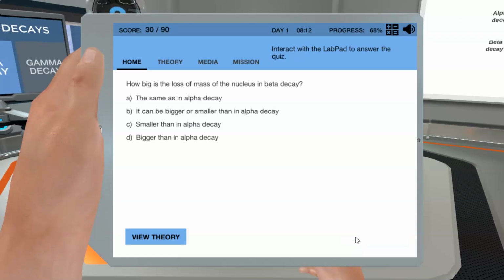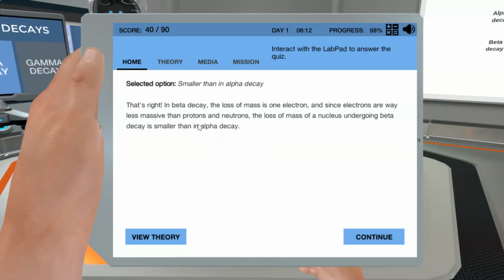How big is the loss of mass of the nucleus in beta decay? That's right. In beta decay, the loss of mass is 1 electron, and since electrons are way less massive than protons and neutrons, the loss of mass of a nucleus undergoing beta decay is smaller than in alpha decay.